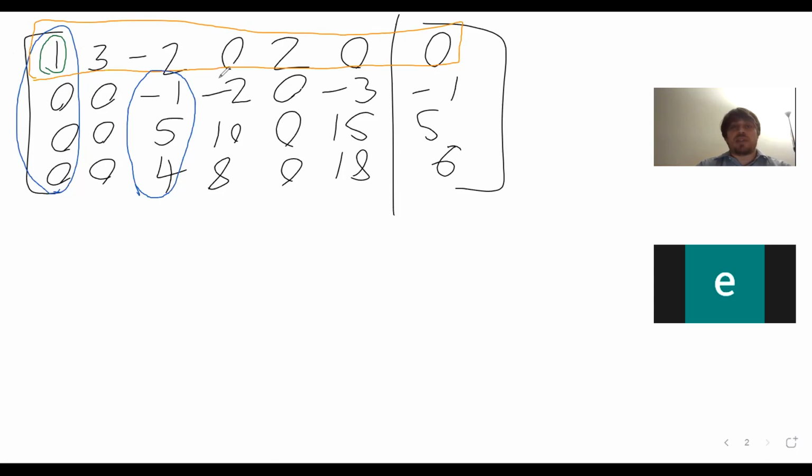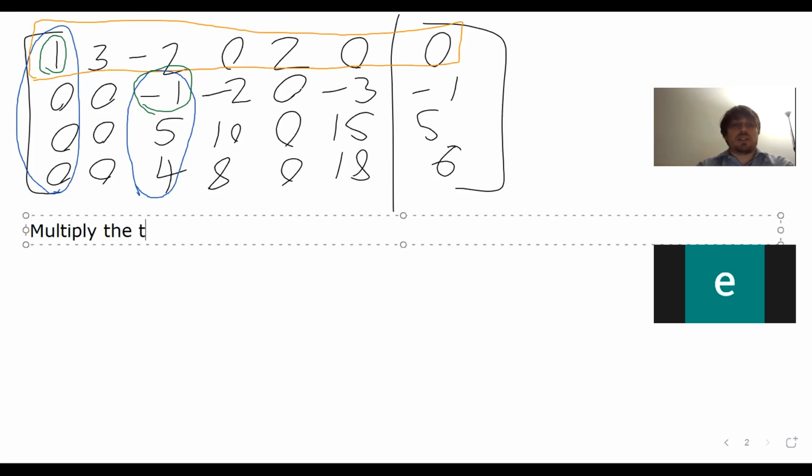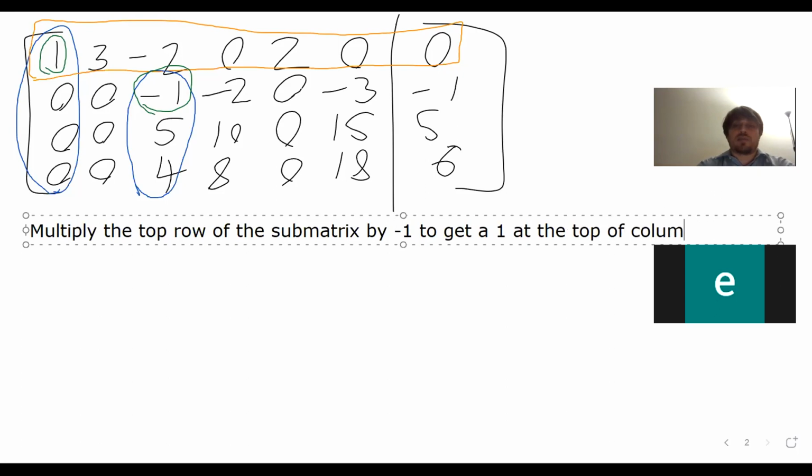We identified the top entry. This is the top entry in that leftmost column of the submatrix. And that topmost entry has to be 1. And so in order to get a 1 there, we multiply the row it's in by -1. So what we do is we multiply the top row of the submatrix by -1 to get a 1 at the top of the column chosen. We're living in the submatrix now.